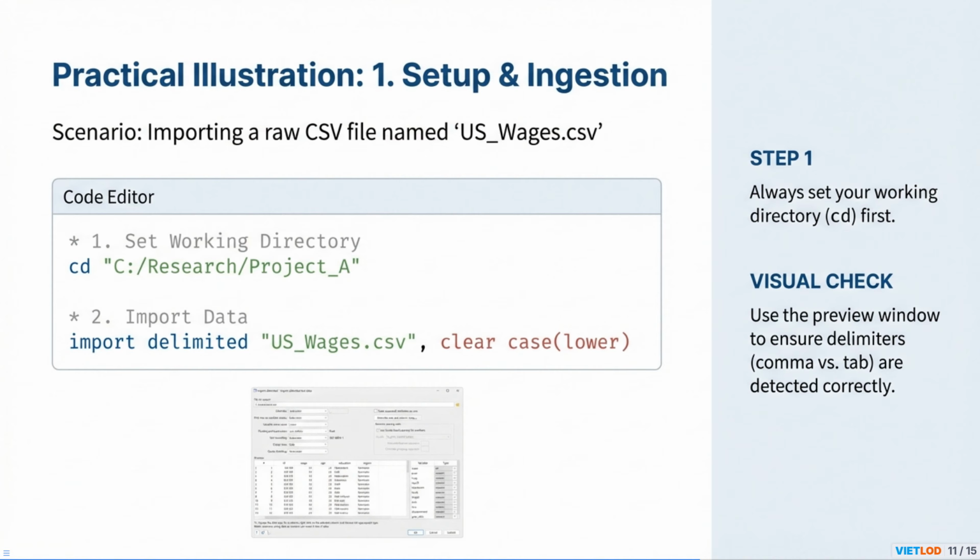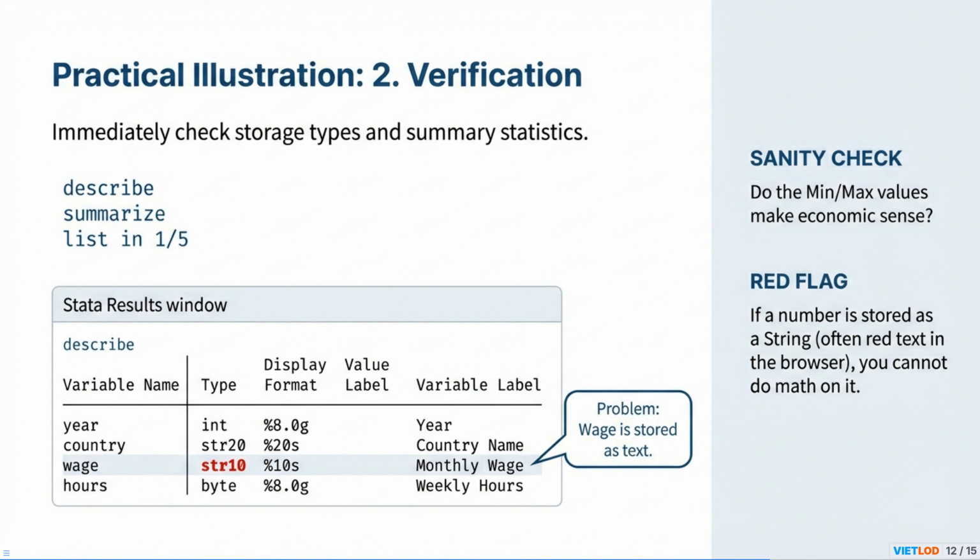Our scenario is importing a raw CSV file named uswages.csv. The very first step in any script should be to set the working directory using the cd command. This tells Stata where to look for files and where to save output, avoiding the need to type full file paths every time. Next, we use the import delimited command. We include the clear option to ensure Stata's memory is empty and case lower to standardize our variable names from the start. You should also use the preview window to visually check that delimiters, such as commas or tabs, are correctly detected.